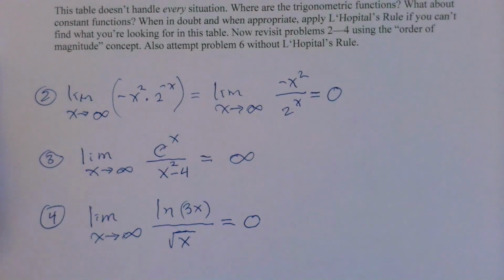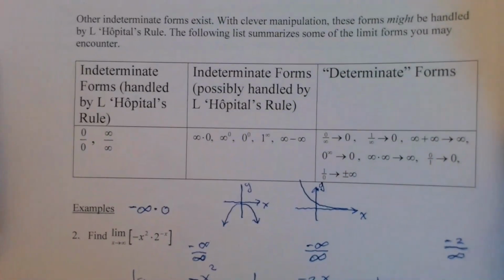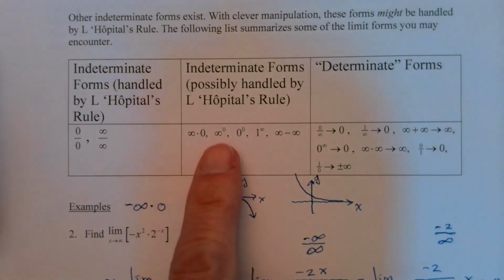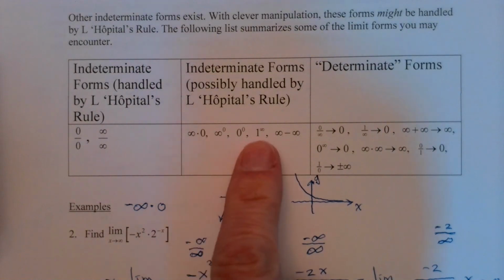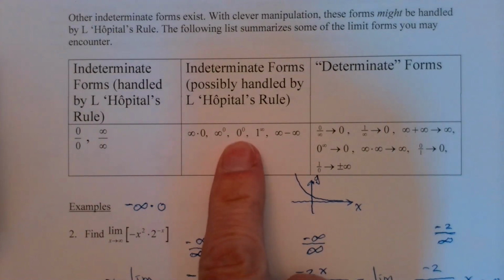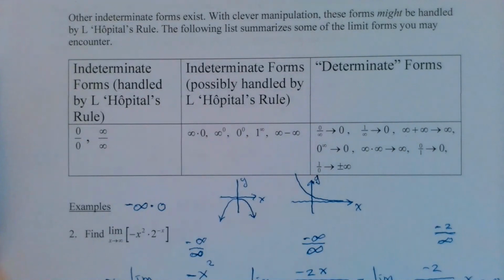We have one more video coming where we take a look at some of the indeterminate forms I haven't really done much with yet. So we're going to have infinity to the 0 power, 1 to the infinity power, quite a few 0 to the 0 power problems, and that's coming up in the next video, part 3.